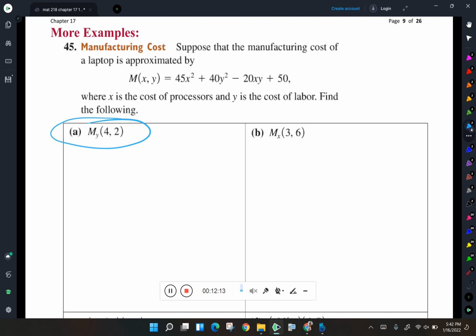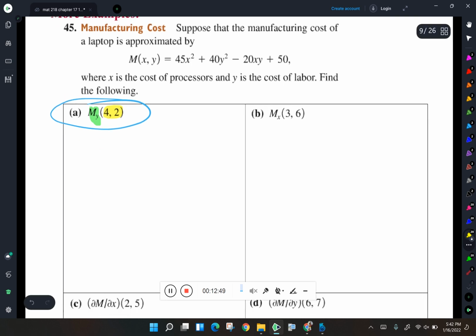Well, it looks like I'm taking a partial derivative because there's an m sub y, but not only am I taking the partial derivative, but I am also then going to evaluate that partial derivative at the point 4,2, or for the input value 4,2. When x is equal to 4 and y is equal to 2, or when the cost of the processors is 4 and the cost of the labor is 2, however you want to word that. So what are the steps here? It looks like this is going to be take a derivative, a partial derivative, and then evaluate. Okay. So first step, partial derivative.